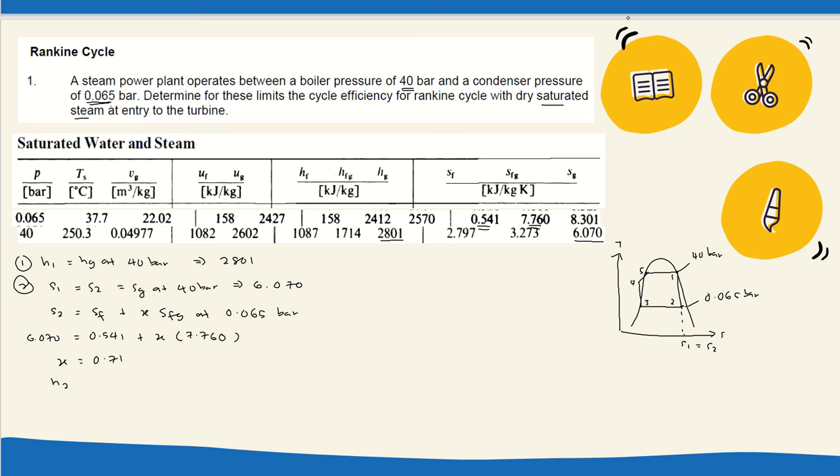Then we use X to find H2. H2 equals Hf plus X Hfg at 0.065 bar. So Hf is 158, X is 0.71, and Hfg is 2402. So the answer for H2 is 1870.52.